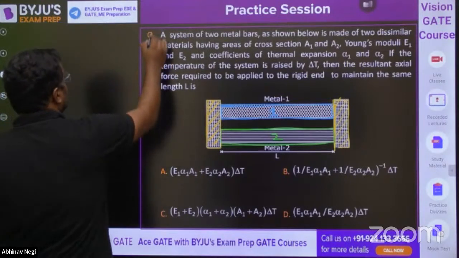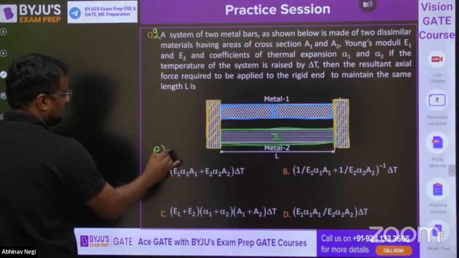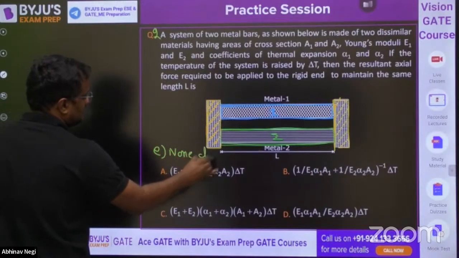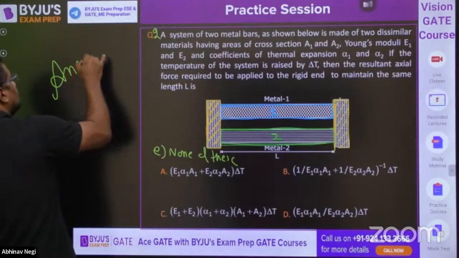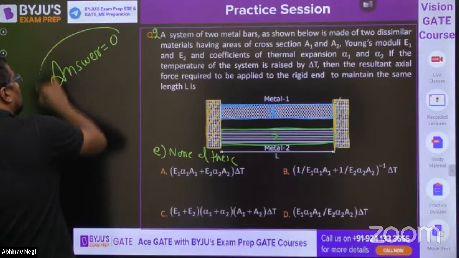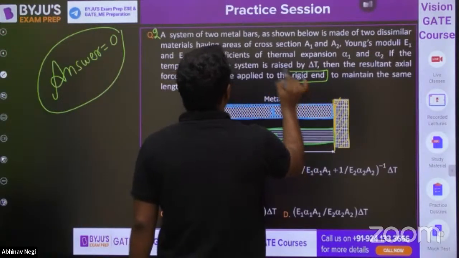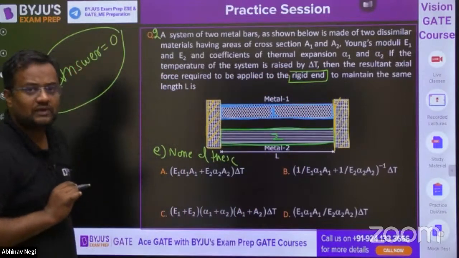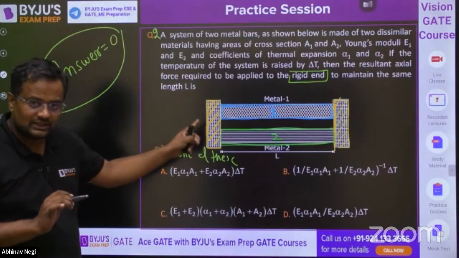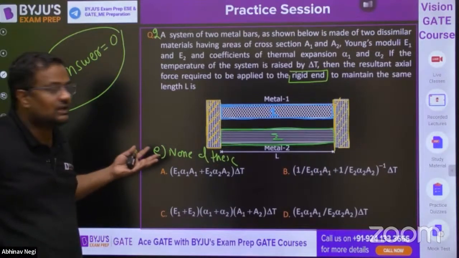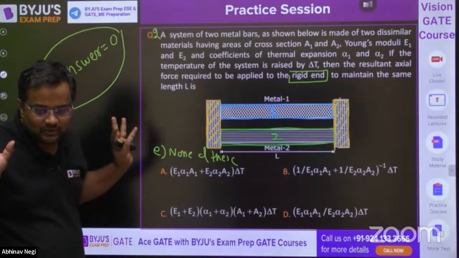In this case, this will be question 2. Guys, here the answer will be none of these, as the answer will be 0. If it is written as rigid end, you need not apply any force. You need not apply any force if these supports are considered to be rigid. Even if you are not applying any force, the reaction will itself be provided. So it will be 0.